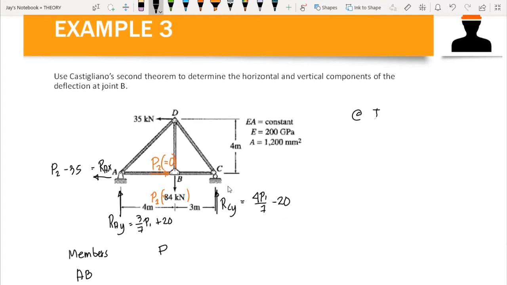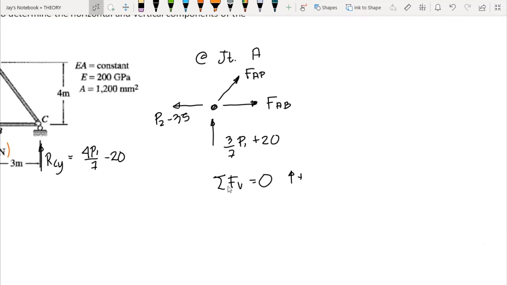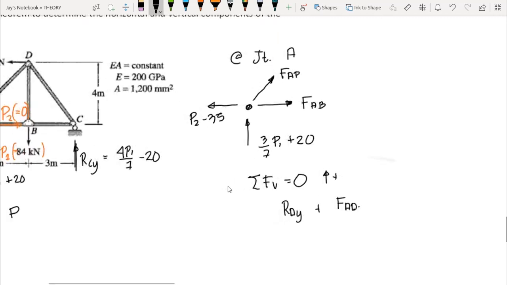So we start at joint A. At joint A, we have the vertical and horizontal reactions: 3 over 7 P1 plus 20, and P2 minus 35. We can assume tension for all the member forces, let's say this is our FAB and FAD. So we compute FAD first. We sum up vertical forces equal to 0, upward forces are positive. So we have RAY plus FAD, computing for the vertical component.